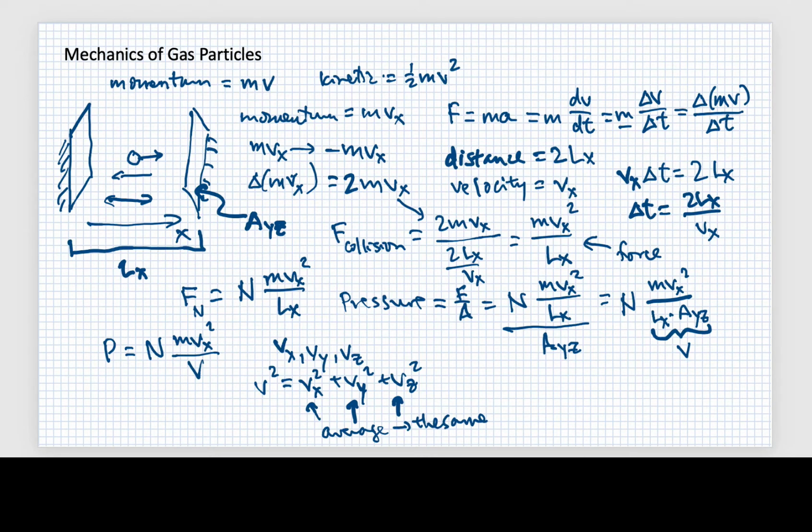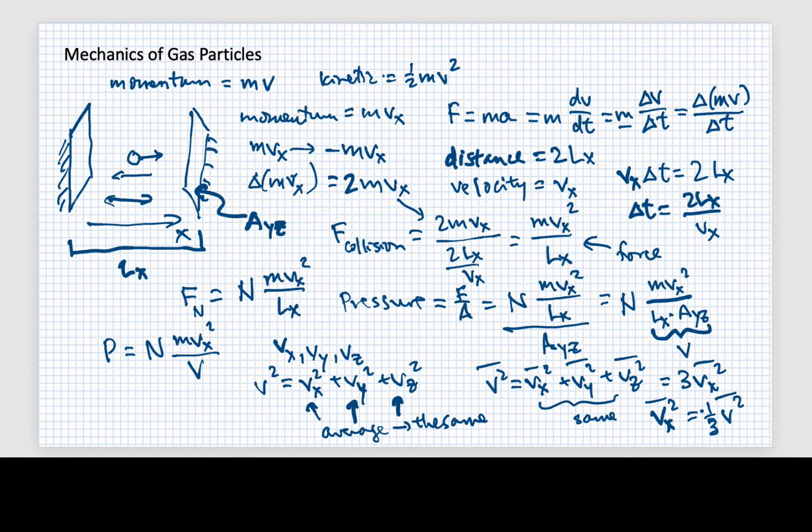So now if I care about the average square velocity, that's going to be equal to the average square x velocity plus the average square y velocity plus the average square z velocity. But all of these are the same, so I can just say that's equal to 3 times the average of the x velocity squared. Or better yet, I can specify that the x velocity squared on average is just equal to 1/3 of the total velocity squared.